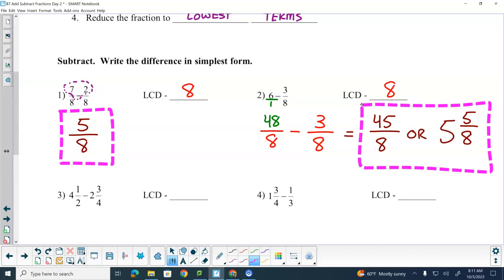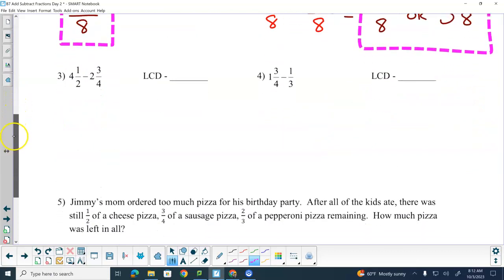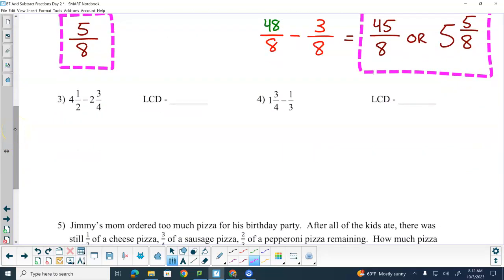Yeah? Kind of want to do number 3 here. Okay? So number 3, if we would do this, one way that we could do this is we could take these whole numbers and we could subtract them. What is 4 minus 2? It's going to be 2.